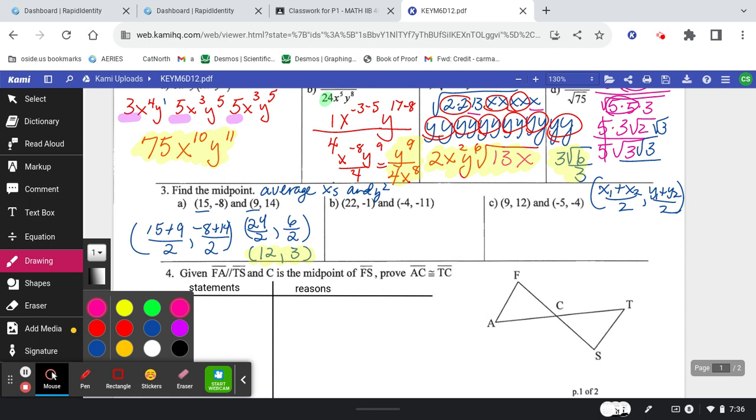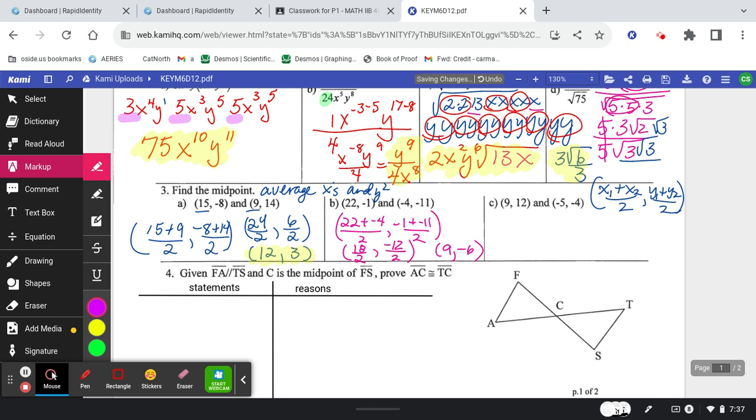So x plus x, 22 plus negative 4, and negative 1 plus negative 11. So 22 plus negative 4, that's just going to be 18. Grab your calculator, double check that. And the -1 and -11, that's just going to be -12. So 18 over 2 is 9. -12 over 2 is -6. There's my midpoint.